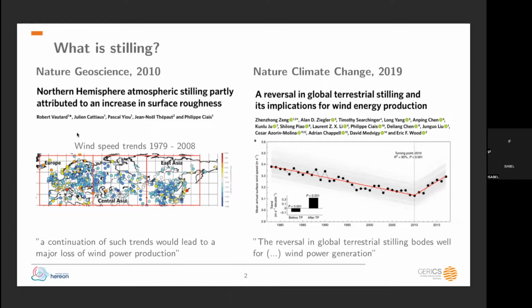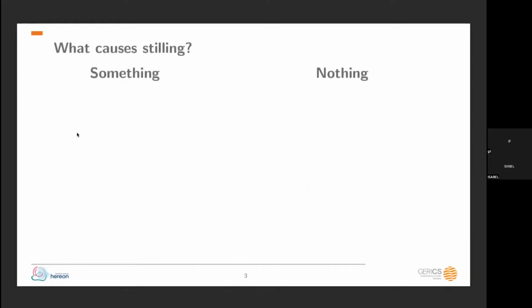So the big question, of course, is what happened in 2010? And are we going to see similar things in the future? And there are broadly speaking, two types of explanations for what happened in 2010. Some of them say something caused this change, and others say nothing caused it. So if you translate that into climate modeling language, the something means there is a forced change. So there's a trigger in the climate system, human activity of some sort that caused it, and nothing would be internal variability. So that means it's just the internal dynamics of the climate system which caused this.